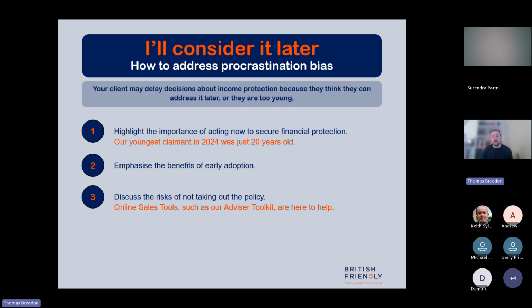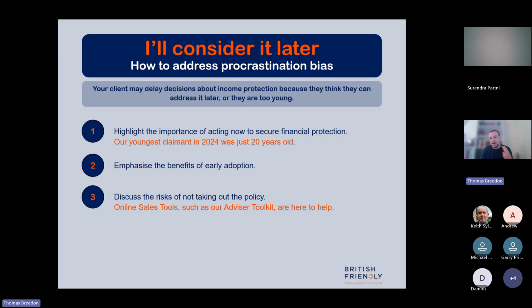You're going to get the best possible terms. You're going to get the best premium for your client. You're going to get fewer exclusions for the client as well. Obviously, for a client in their 20s, you're going to get a much cheaper premium. You get a level premium that can stay the same for the whole term of the policy. Index link it, RPI, and that client is going to be protected ultimately for the rest of their working life going forward, and locked in at that cheap premium. So really emphasize the benefits of early adoption.